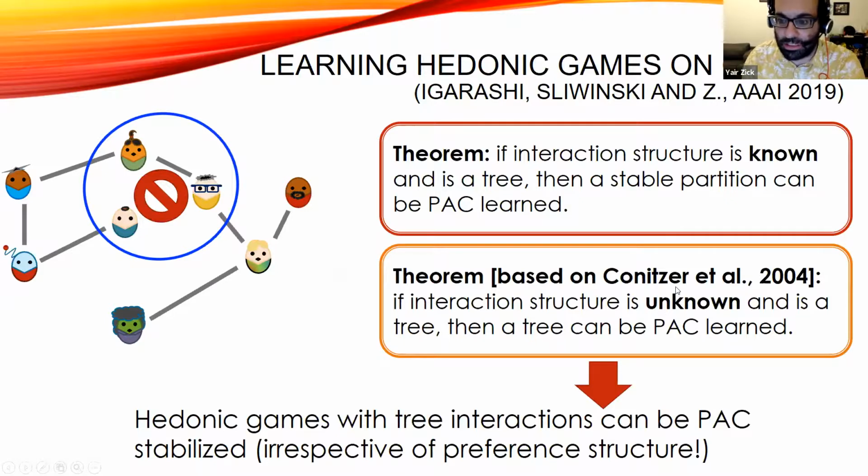Even if we don't know the structure of the tree, we can rely on a result by Konitzer et al. from 2004 to show that even if we don't know the interaction structure, we can actually learn one that is correct with high probability and use that structure. So that is actually really a nice result.